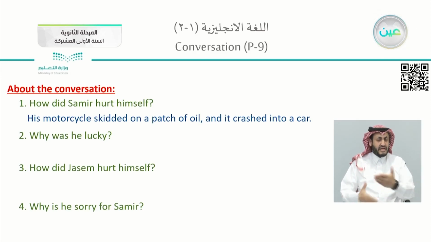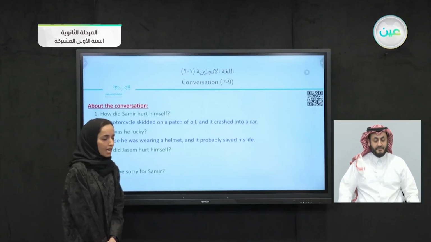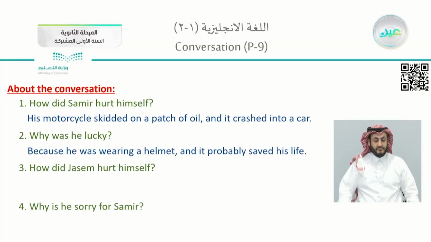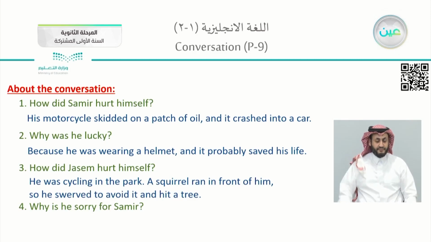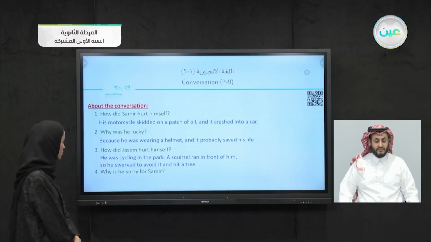Why was he lucky? What happened? Something that is good. Because he was wearing a helmet and it probably saved his life. We can't imagine if he weren't wearing a helmet on his head. How about Jassim? How did Jassim hurt himself? Jassim actually, he was cycling in the park. A squirrel ran in front of him, so he swerved to avoid it and hit a tree. He didn't want to run into the squirrel.